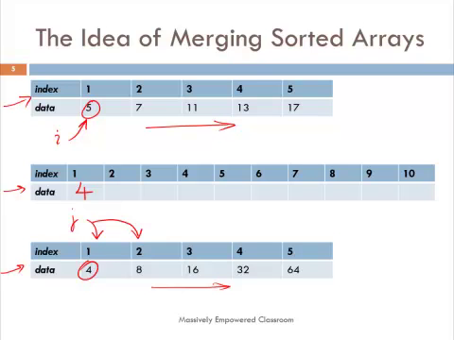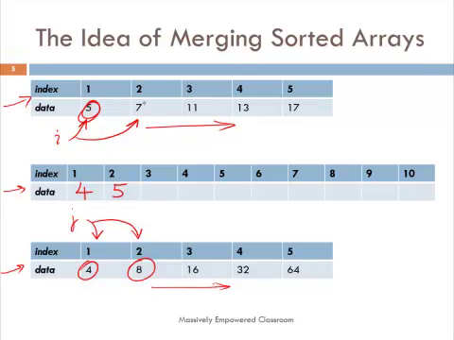Right? i is not advanced. It stays there because that element was not copied. Now I compare this new element with the element pointed to by i. So i and j are now pointing to 5 and 8. I compare these two. In this case 5 happens to be smaller. So I will write 5 here and I will advance i to the new position.